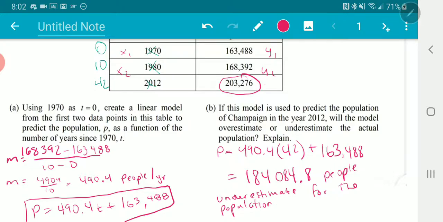And the reason being for that would be population doesn't necessarily have a constant rate of change. Okay, so even though we calculated that average rate of change here for these first two, population doesn't necessarily have to stick to this, right? That's not something that has a constant rate of change. Underestimate for the population because the population doesn't have a constant rate of change.